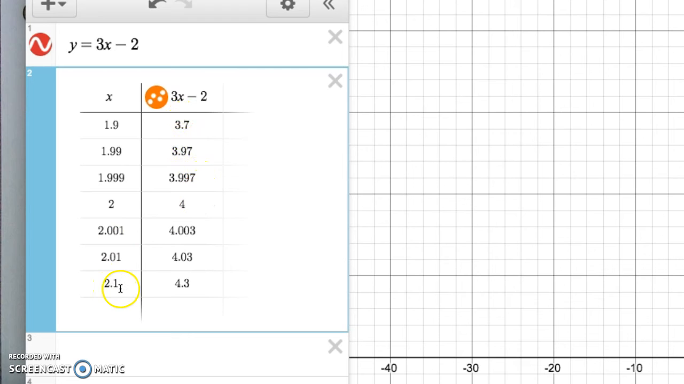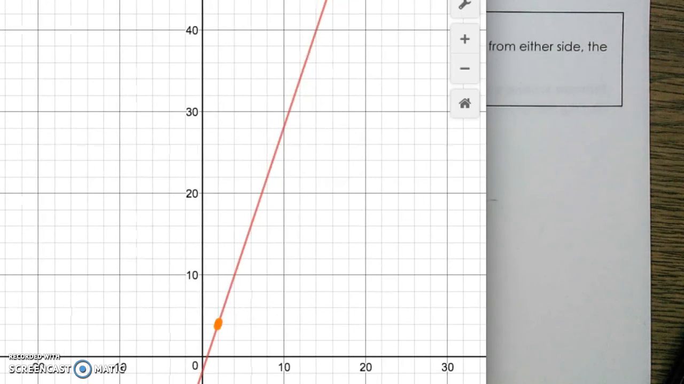If I start above 2 and go down, so if I come from the right side, as I lower my numbers towards 2, these numbers are lowering towards 4. It goes from 4.3 to 4.03, 4.003, so we're getting really close to 4. So the limit is 4, and we can see that numerically. So you're going to put that table in your notes. So that is numerically. But we also can look at the function graphically.